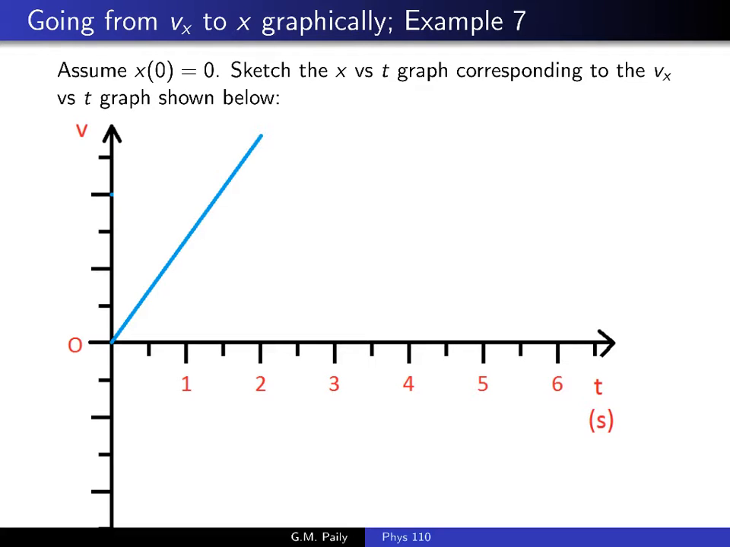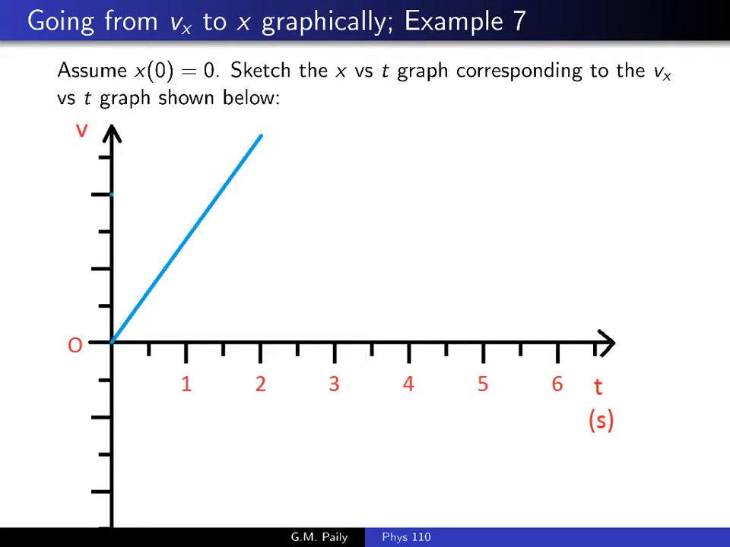This time, the velocity changes linearly, and it has a constant positive slope. Since we are going up the integration ladder, a linear v versus t graph corresponds to a quadratic x versus t graph. So our x versus t graph will look parabolic. However, does it look like this, or does it look like this? There are a couple of different ways to think about it.